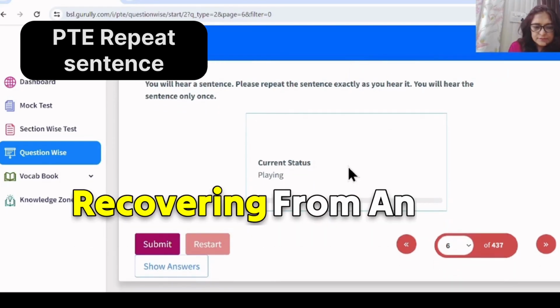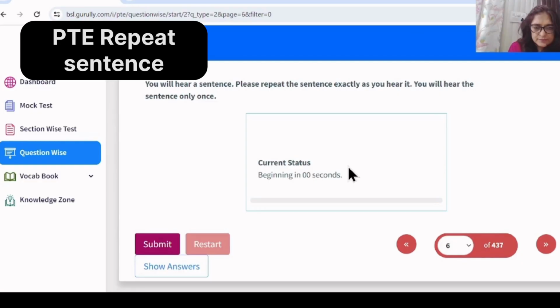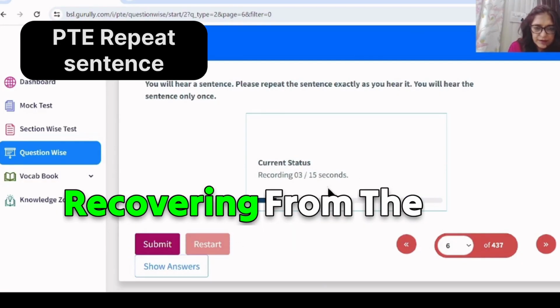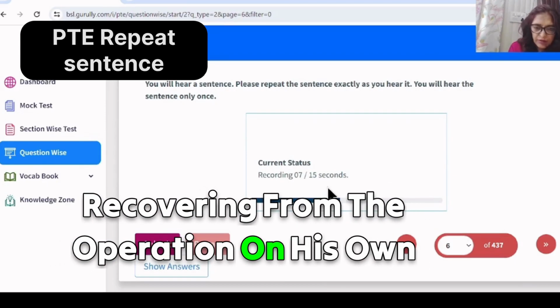He was at the clinic recovering from an operation on his arm. He was at the clinic recovering from the operation on his own.